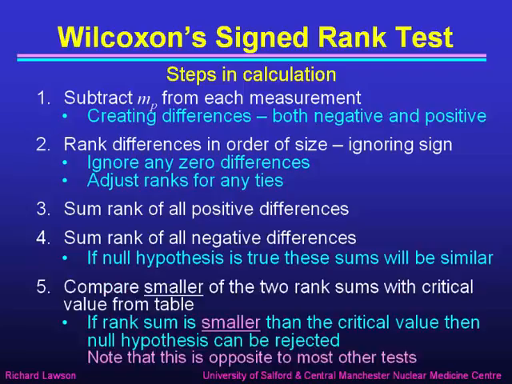So, to test whether this is significant, we compare the smaller of the two rank sums with the critical value which we can look up from tables. And if the rank sum is smaller than this critical value, then the null hypothesis can be rejected. Now we have to be careful there, because in most tests, if we have a test statistic that is greater than the critical value, then we reject the null hypothesis. But in this particular test, because we're taking the smaller of the two rank sums, the null hypothesis is rejected if the rank sum is less than the critical value. So just be careful about that. This is slightly different to most other tests.